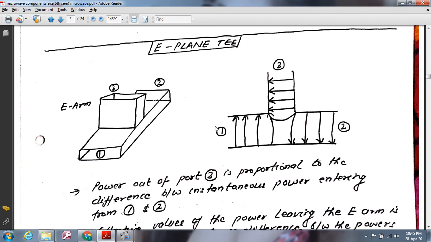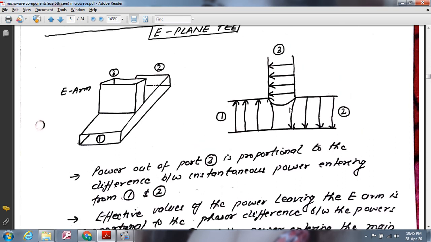Now this is the structure of E-plane T. Here this is port number 1, this is port number 2, and we have cut from the broader side, and we have connected another port, that is port number 3. Technically speaking, that is the E port, and this is the relation. If I say these are the electric lines, and I consider this is the input at port number 3, then we'll see what will be the effect on the electric lines.